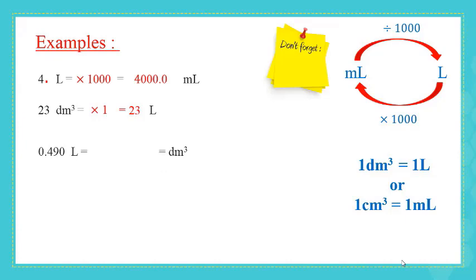0.490 liter into decimeter cube. Liter is equal to decimeter cube, so the number stays the same. 51.3 centimeter cube into milliliter. From centimeter cube into milliliter, multiply by 1, so the number also stays the same.